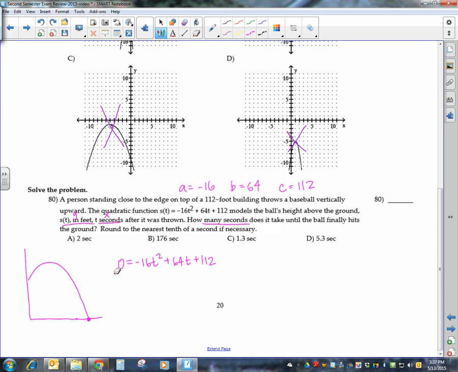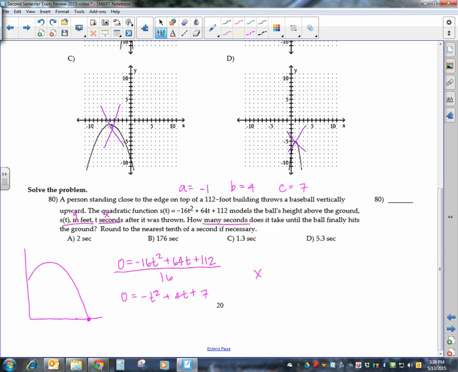I'm going to divide everything by 16 to simplify my numbers. So 0 equals negative t squared plus 4t plus 7. And that doesn't factor because there's no factors of 7 that give me 4. So I'm going to have to use my quadratic formula. I should erase those because we're going to use the smaller numbers. It just keeps everything smaller. So A is negative 1, B is 4, and C is 7.